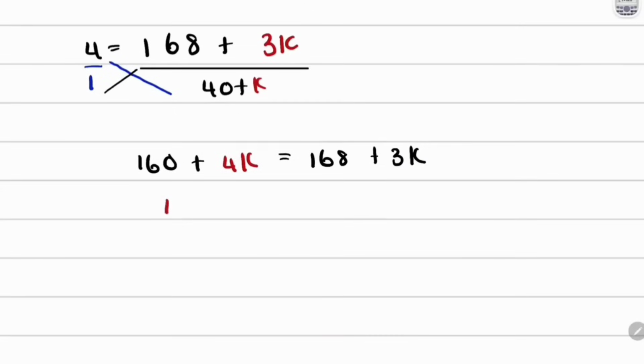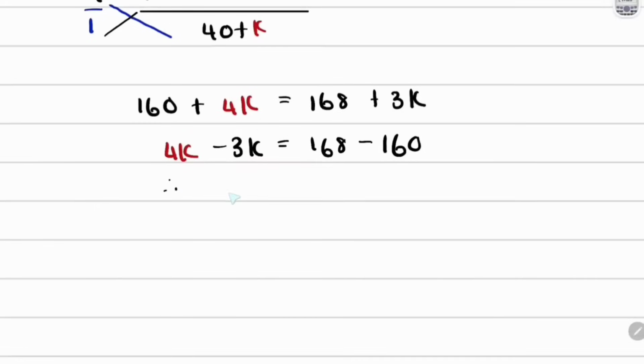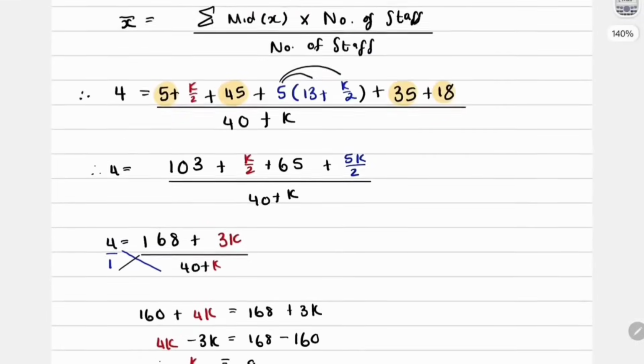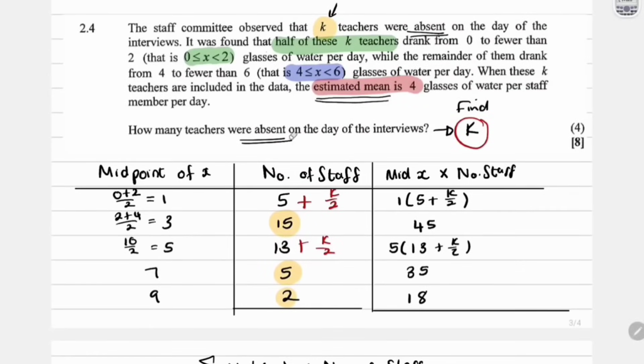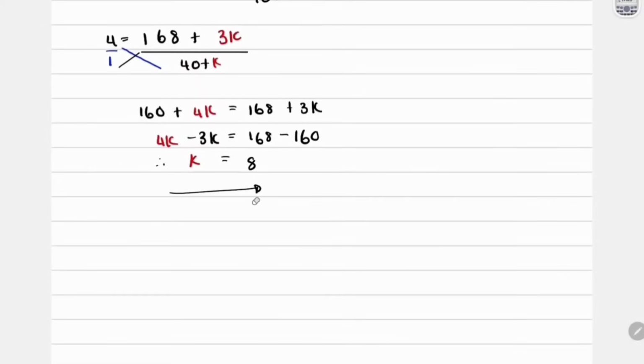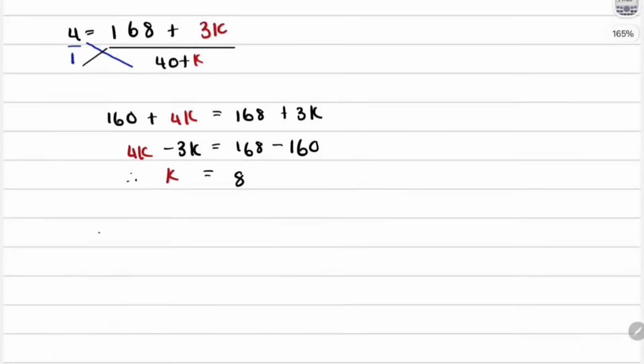Now that we have that, we can just solve for k. Put the k's on one side, you've got 4k here, and the 3k comes over and becomes a minus 3k. And you have 160 here, bring that over and it becomes negative. So therefore, k is finally equal to 168 minus 160 is 8, and that is our answer. So k is equal to 8. So what does that mean? The question was, how many teachers were absent on the day of the interviews? That was the k value, right? So it means that there were 8 teachers absent. Make sure to always answer them. The total is 8 teachers. Okay, and that is our answer.